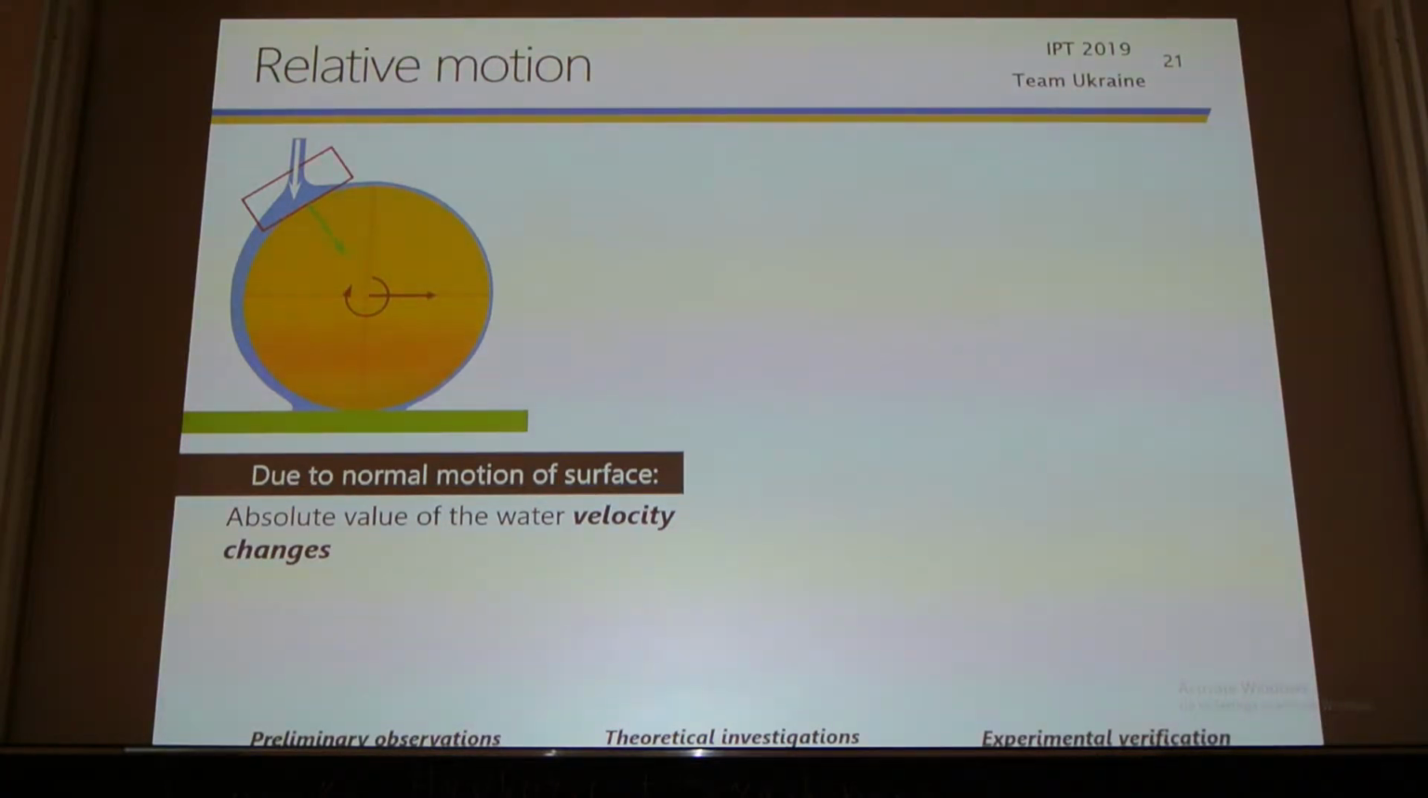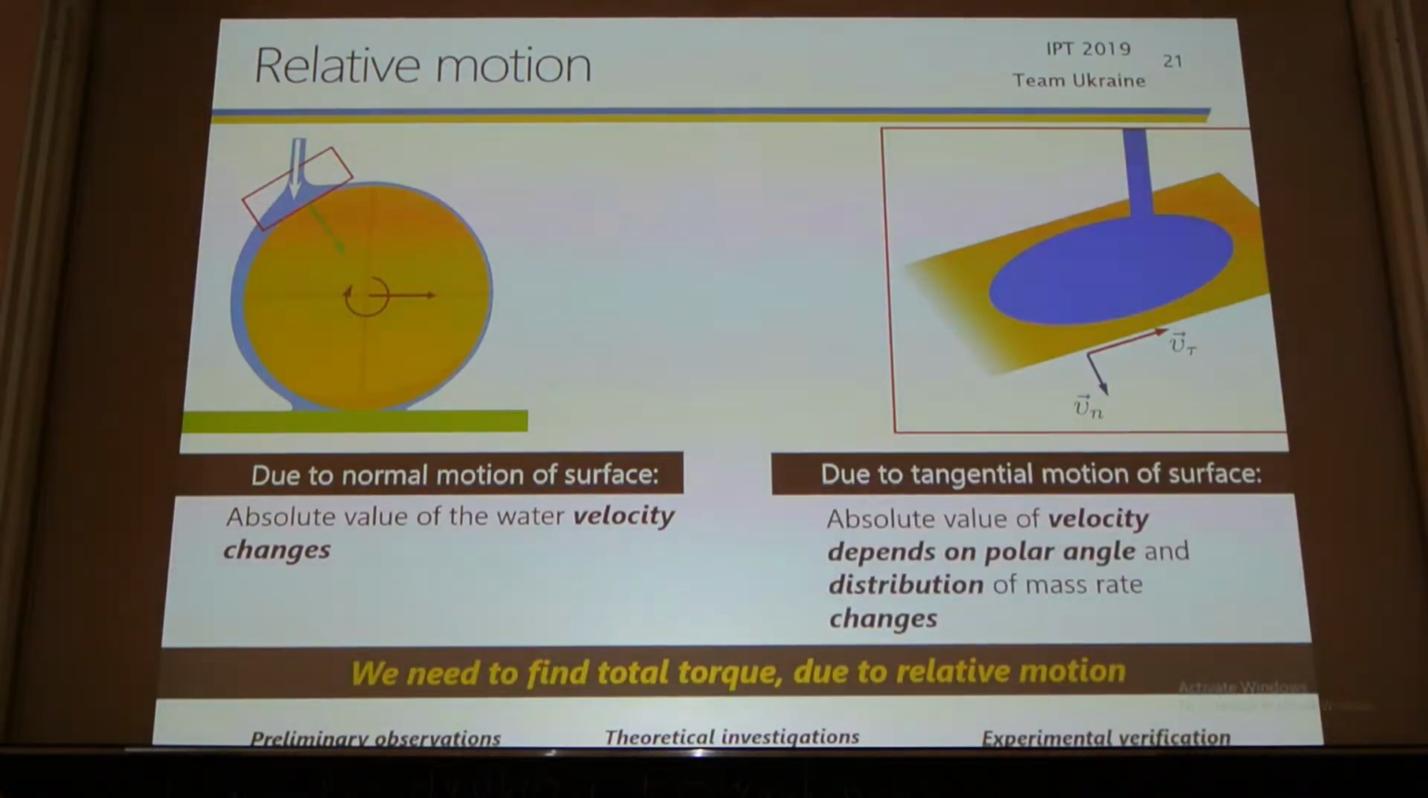Now let's discuss what it leads to. We can divide the relative motion of the ball into two projections of the velocity at the contact point. The normal velocity leads to the ball going out from the jet, and so the relative velocity decreases. But the tangential motion of the surface leads to a redistribution of mass rates because of the friction between water and ball, and it leads to a change of the force which causes the motion of the ball.